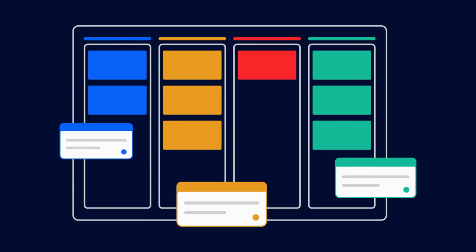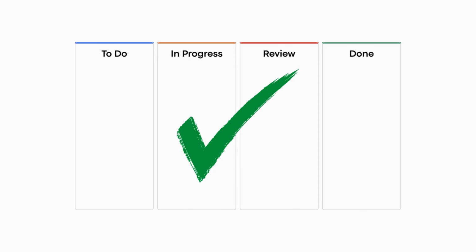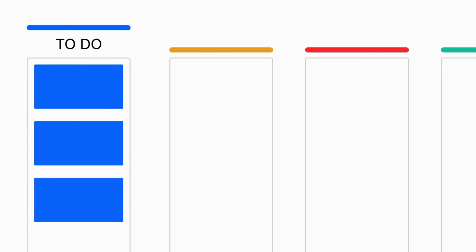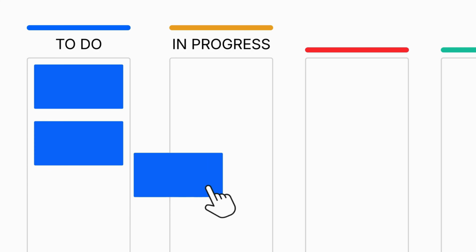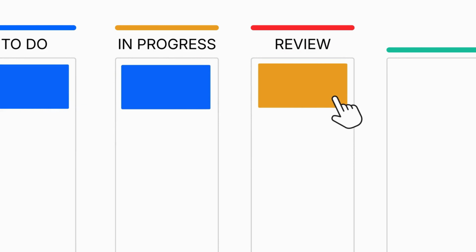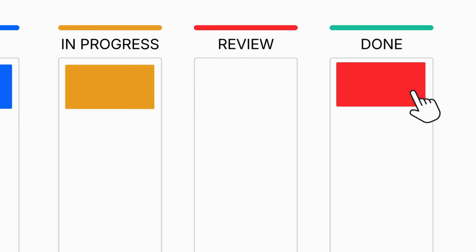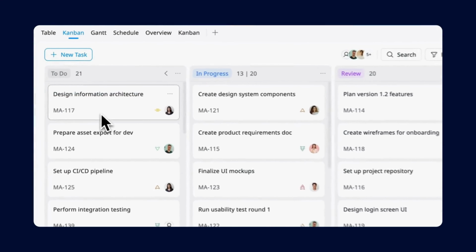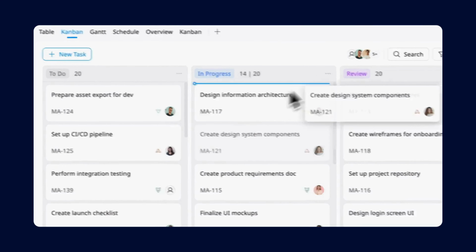Kanban doesn't care much about timelines. Instead, it cares about workflow. The idea behind Kanban is simple. All tasks start from the left column, such as to do. When someone begins work, the task moves to in progress. Once it's finished, it moves to review. And when it's officially approved, it moves to done. That's it. As you can see, tasks move from left to right across the board.